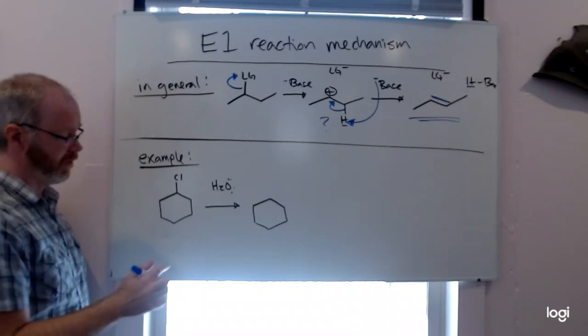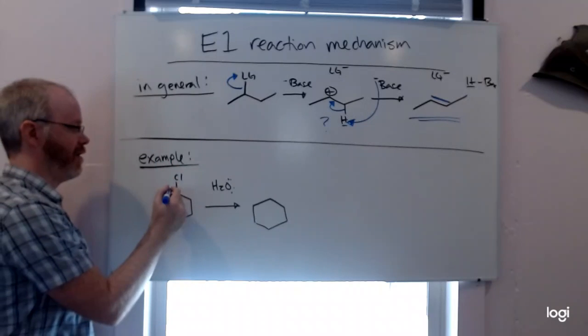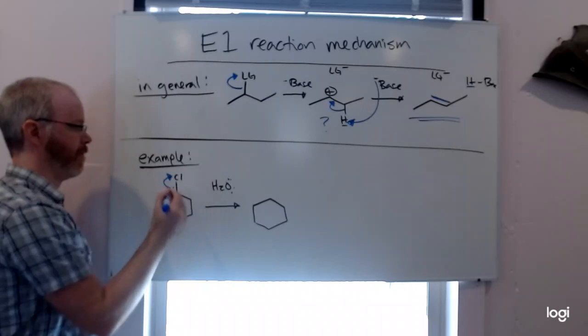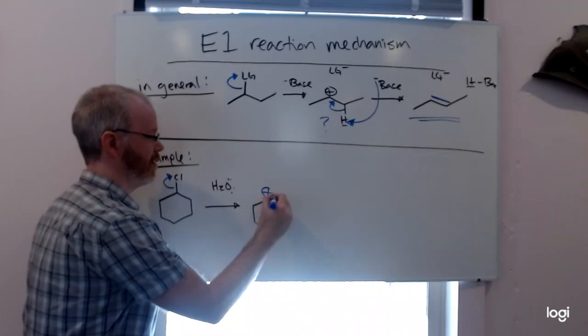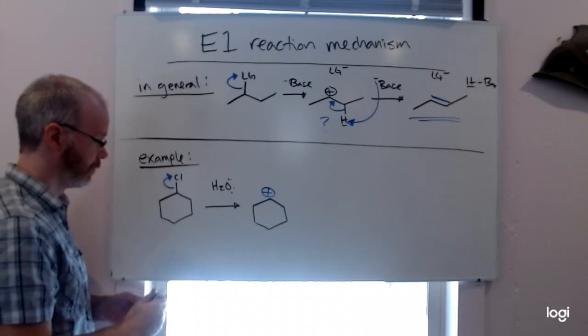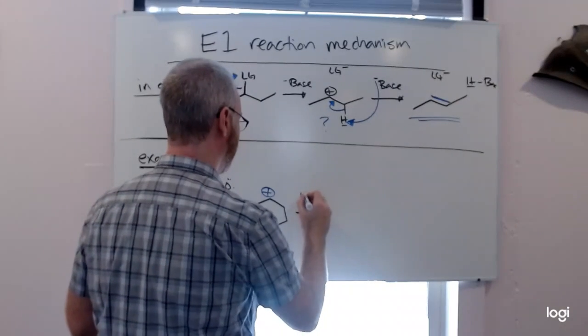So for our real example, this molecule will act the same. The first step of an E1 is again just the leaving group coming off. So we'll form a carbocation in this position. Our base is water, but it's not active in the first step.